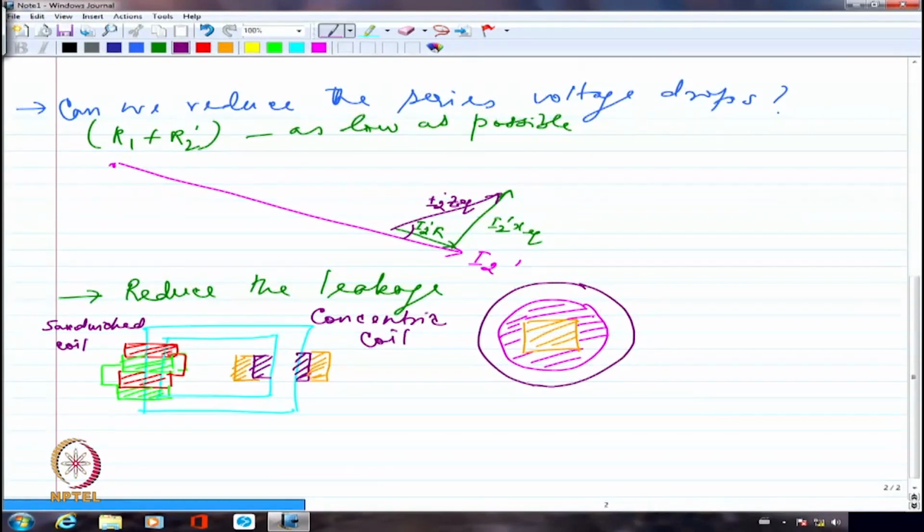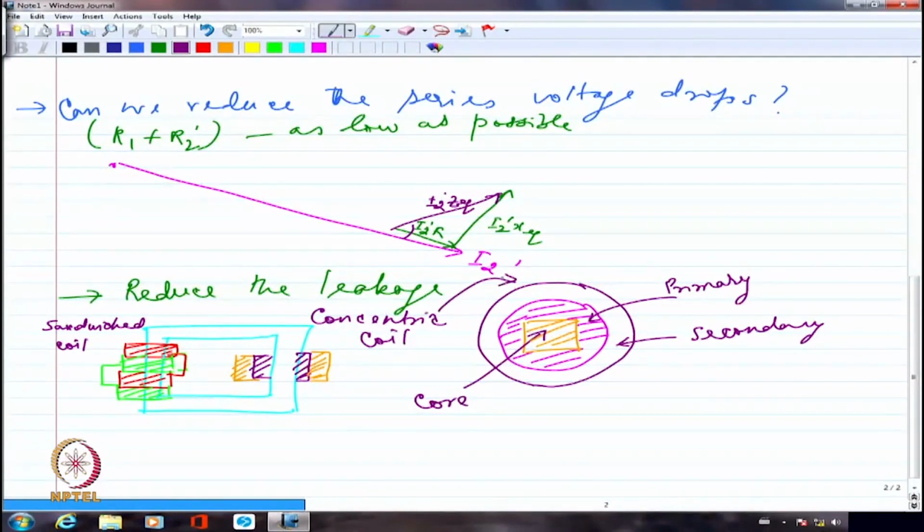So this is actually my primary coil probably, and this is going to be the secondary coil, and this is going to be the core. Right? So this is what is a concentric coil. Yes?